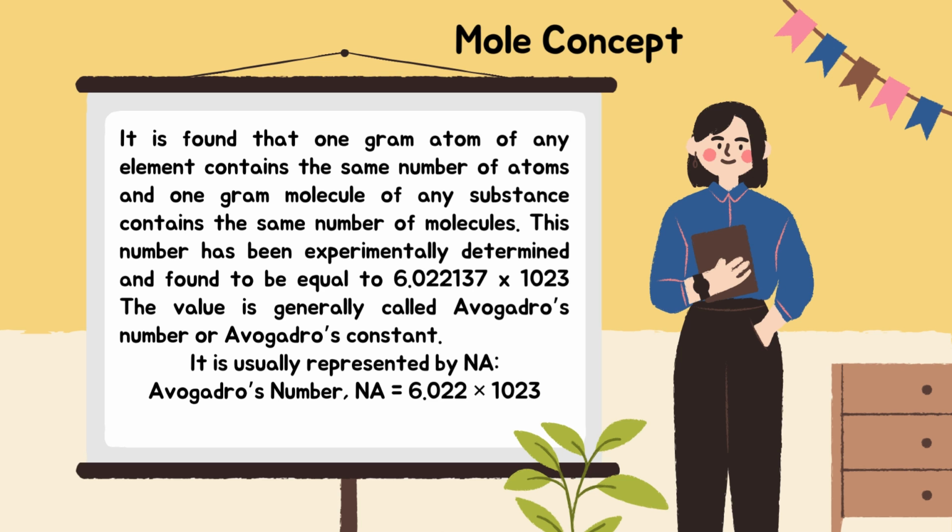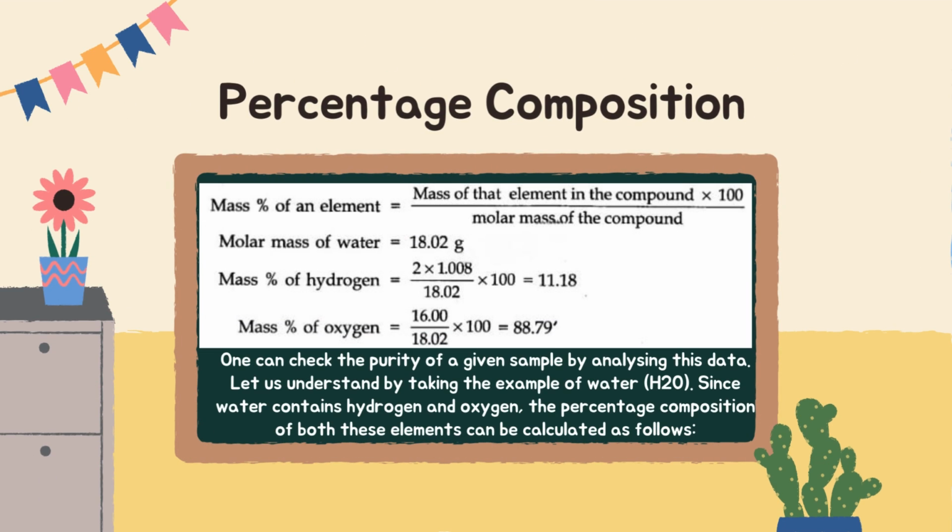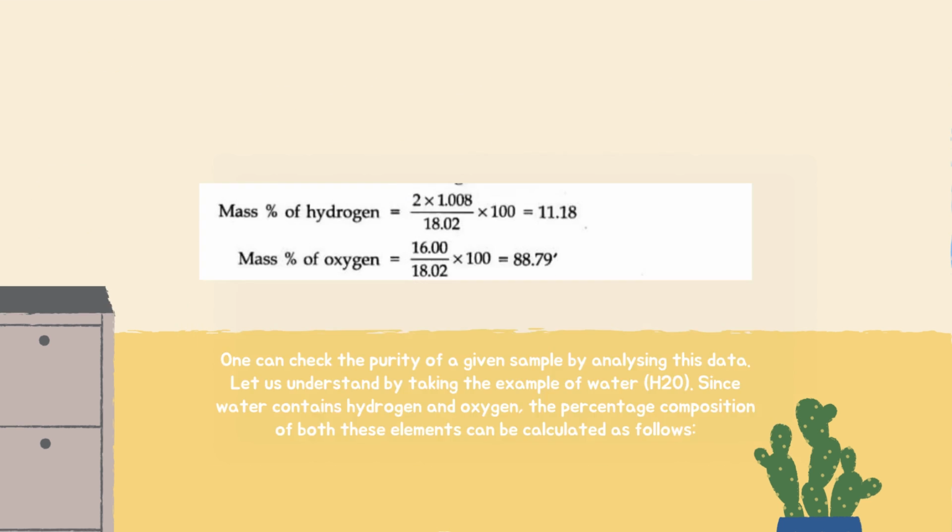The value is generally called Avogadro's number or Avogadro's constant. It is usually represented by Na. Avogadro's number, Na, equals 6.022 times 10 to the 23rd. Percentage composition. One can check the purity of a given sample by analyzing this data. Let us understand by taking the example of water, H2O. Since water contains hydrogen and oxygen, the percentage composition of both these elements can be calculated as follows.